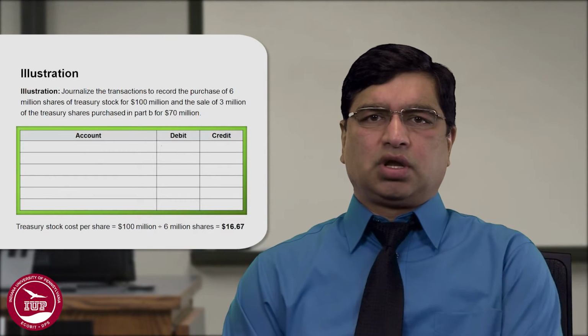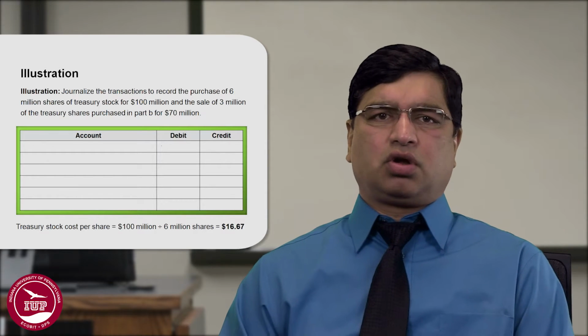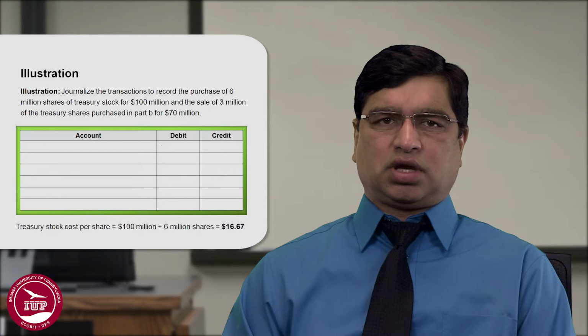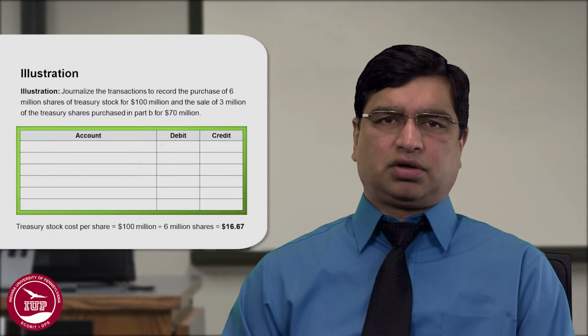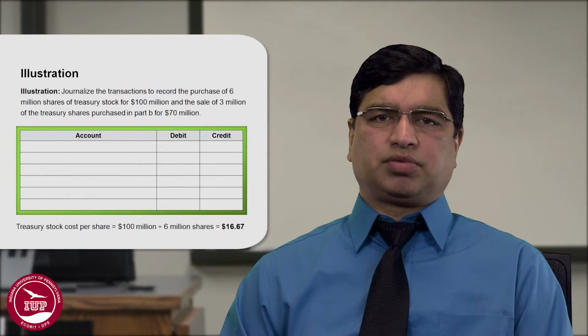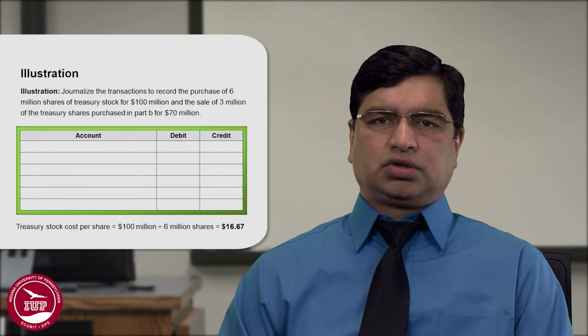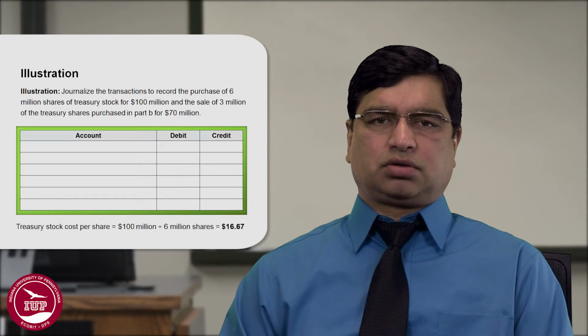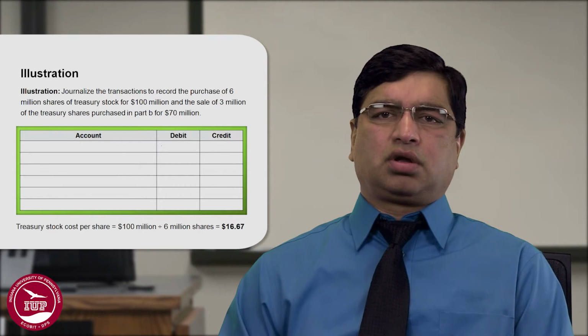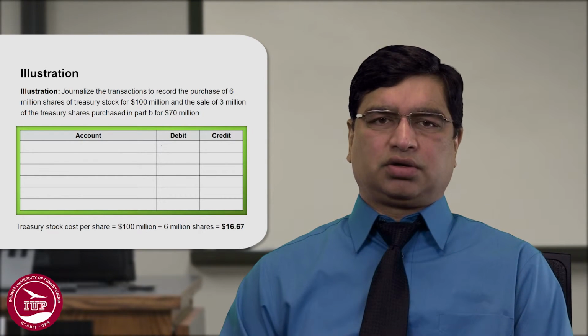Then you've got the next one in terms of purchase of 6 million shares of Treasury stock for $100 million and the sale of 3 million, that is half of them, for $70 million. So when you acquire the Treasury stock, your Treasury stock has increased by $100 million and your cash has gone down by $100 million. So in this case, your average cost of the Treasury stock is $16.67 per share. Now you're reselling half of them for $70 million.